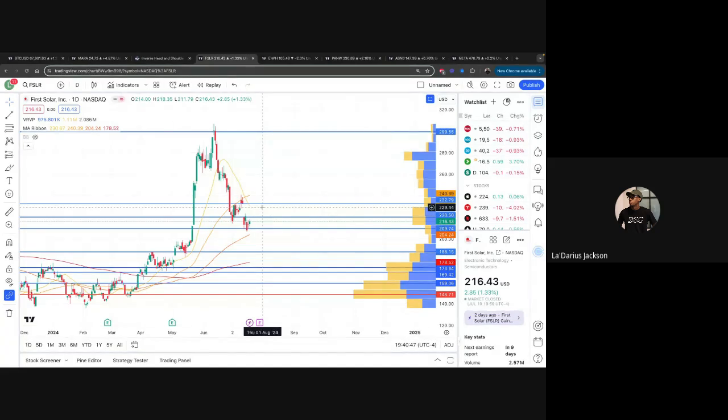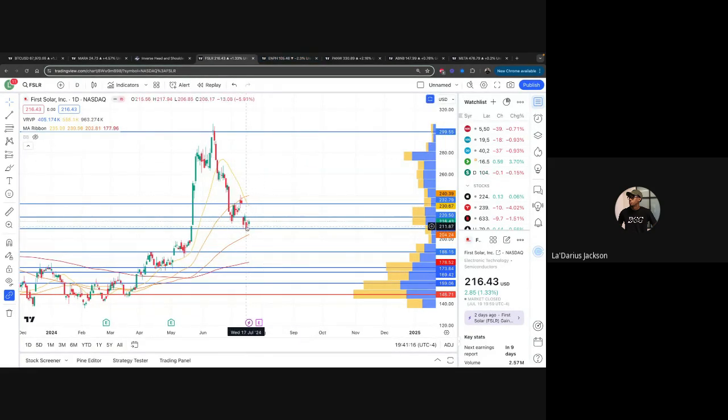But I think right now with Biden stepping down, and we don't know who's going to be the next. He endorsed Harris, and we don't know. It just came out today, so we don't know too much. But if Trump wins, then we could see a pullback in energy stocks, or renewable energy stocks. So this is why I'm watching First Solar. I'm also watching Enphase Energy.